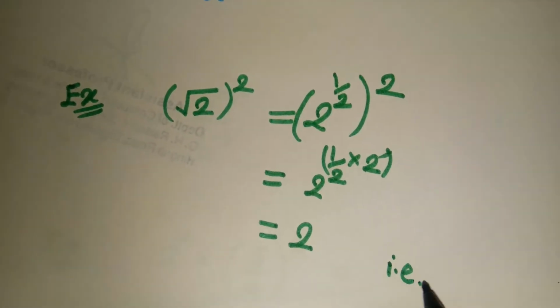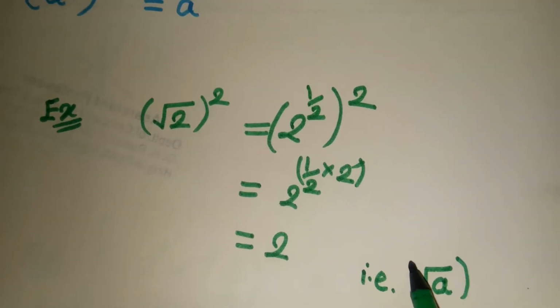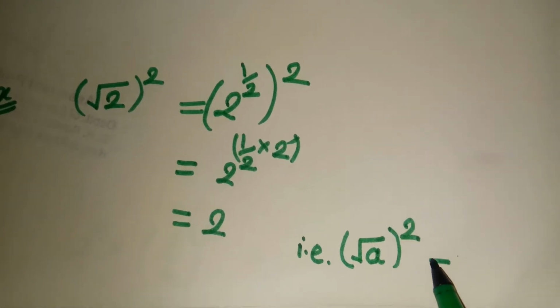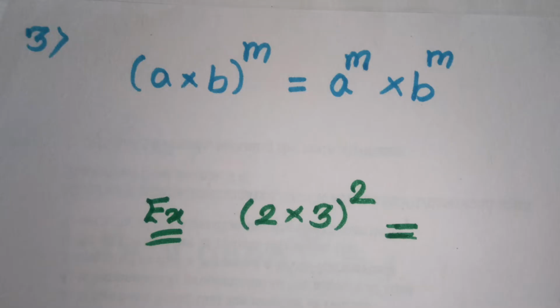Similarly, if we take any number under the root and take the power 2, that is under root of any number whole square, it is equal to that number a. You got the point? Yes. Power 2.